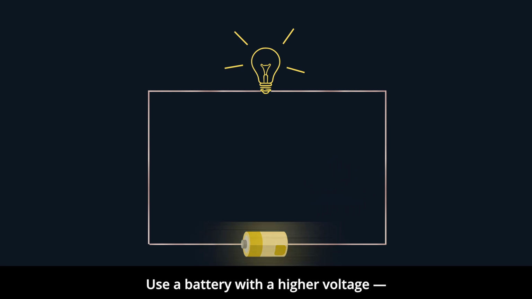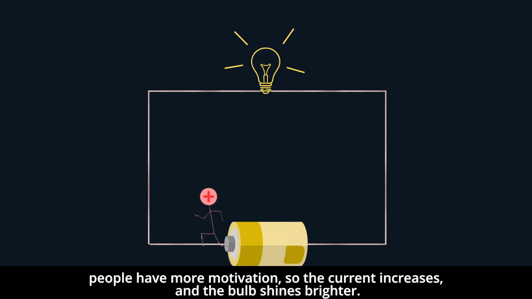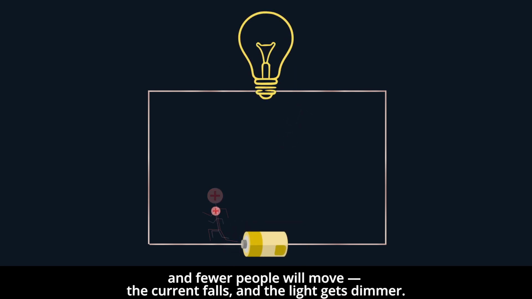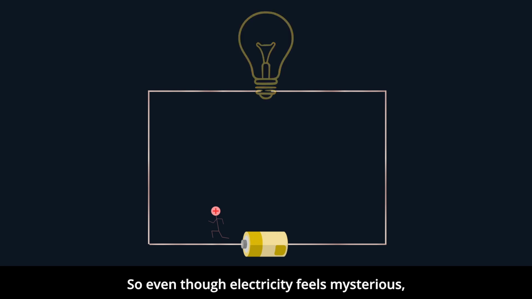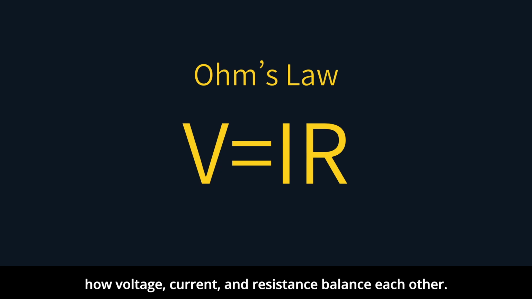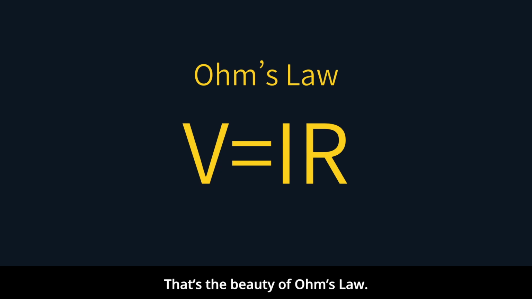Use a battery with a higher voltage. People have more motivation, so the current increases and the bulb shines brighter. Use a bulb with higher resistance, and fewer people will move. The current falls and the light gets dimmer. So even though electricity feels mysterious, it all comes down to one simple rule: how voltage, current, and resistance balance each other. That's the beauty of Ohm's law.